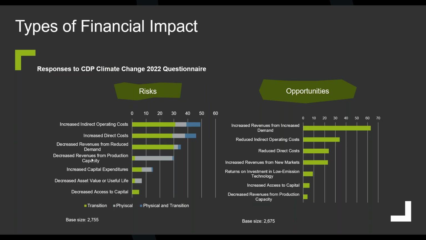On the flip side, where you've got risks, you often have a mirroring opportunity. There's corresponding opportunities in the transition risks and opportunities section, with increased demand fueling increased revenues, reduced operating and direct costs, and these are primarily through resource efficiency and renewable energy, and also increased revenues from new markets as well.